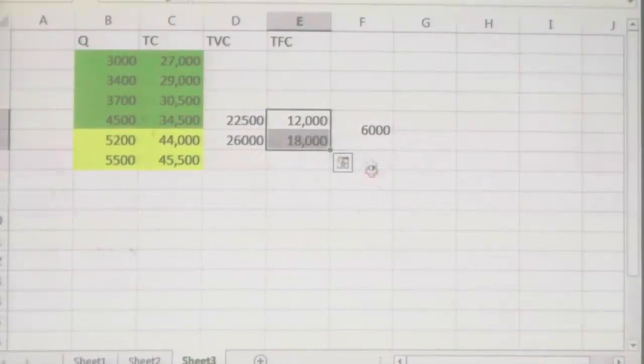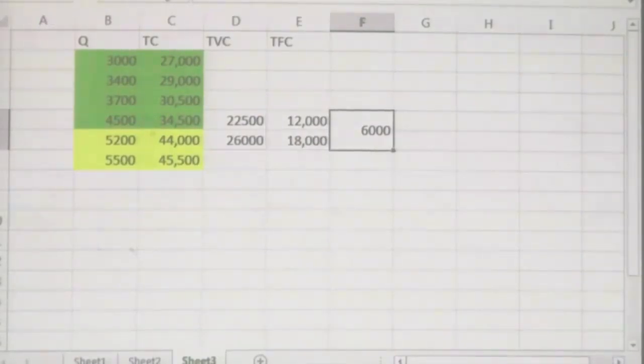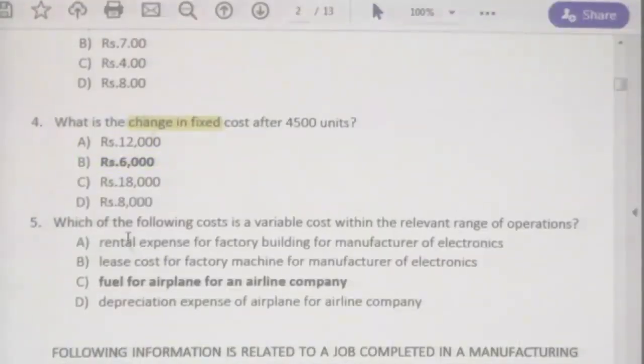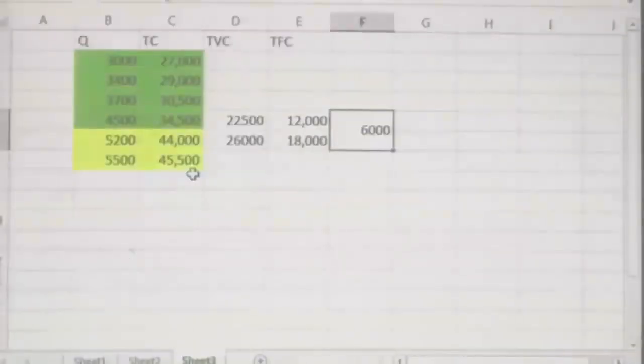Therefore, our answer for question number 4 is 6,000. This is the answer. They also mention 6,000. I think you understood how to find out the step cost. I will repeat it again.